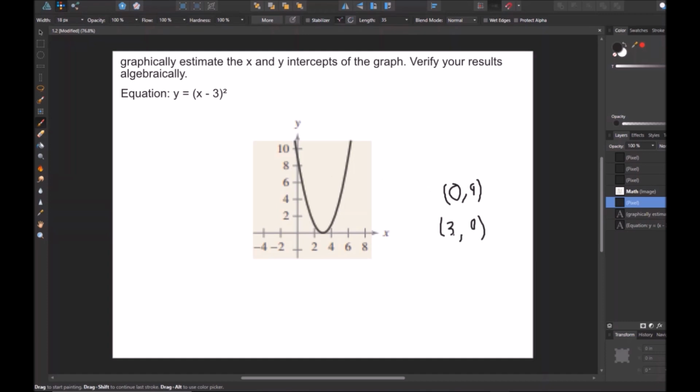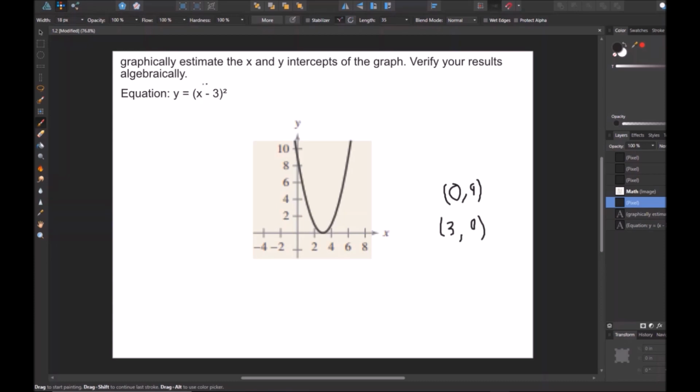Now, that means that when we're verifying our results algebraically, if we plug in 3 for x, we should get 0, or alternatively, when we plug in 0 for y, we should get 3 for x. And when we're verifying our y-intercept algebraically, if we plug in 0 for x, we should get 9 for y, or if we plug in 9 for y, we should get 0 for x. So let's verify our results algebraically. Let's start with the x-intercept.